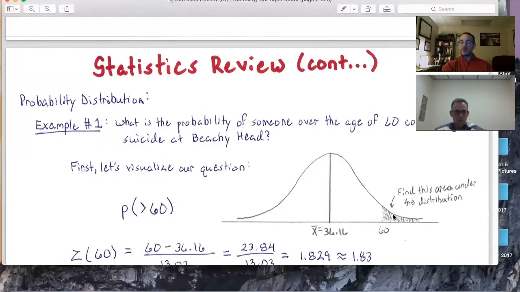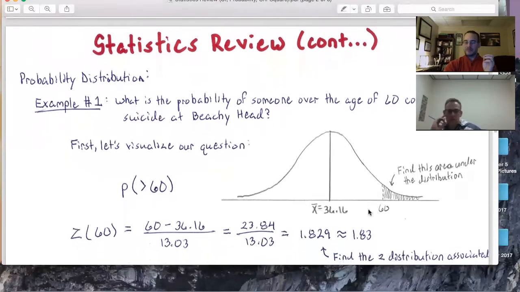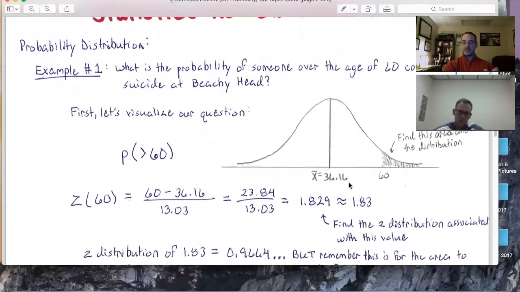But I think the important thing is, can we visually display our graph right here? We're definitely not trying to solve for all of this under the curve. It's from 60 and above. If students take the time to draw out that graph and visualize what they're trying to solve for, that can cut out some mistakes later in the problem. So what we need to do first is create a z-score, right?